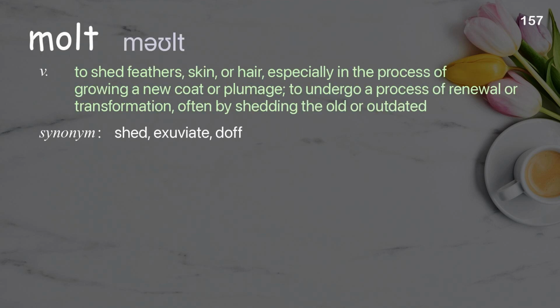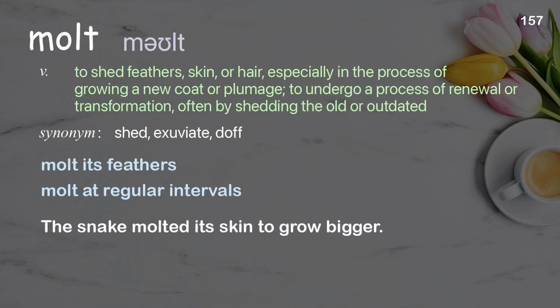Molt. To shed feathers, skin, or hair, especially in the process of growing a new coat or plumage. To undergo a process of renewal or transformation, often by shedding the old or outdated. Examples: Molt its feathers. Molt at regular intervals. The snake molted its skin to grow bigger.